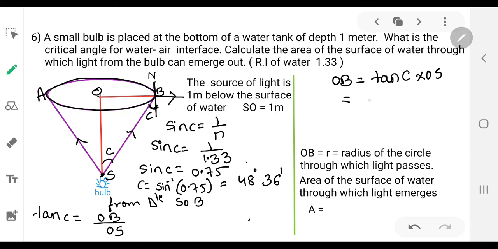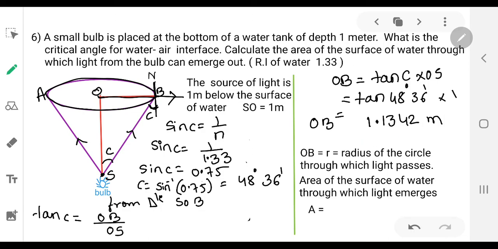OB is equal to tan C into OS, and OS is 1 meter. So tan C is tan of 48 degree 36 minutes into 1. The OB value is 1.1342 meter. So the radius of the circular area through which light is passing is OB, which is nothing but R, having a value of 1.1342.